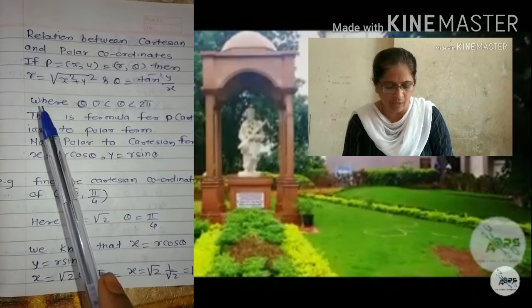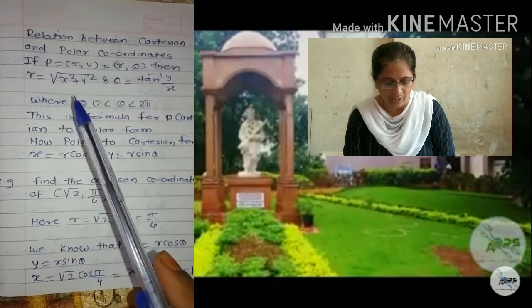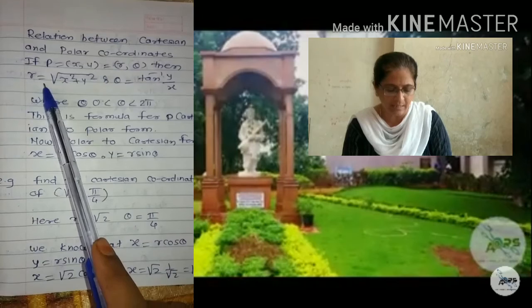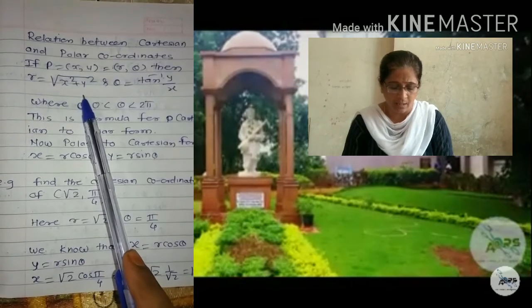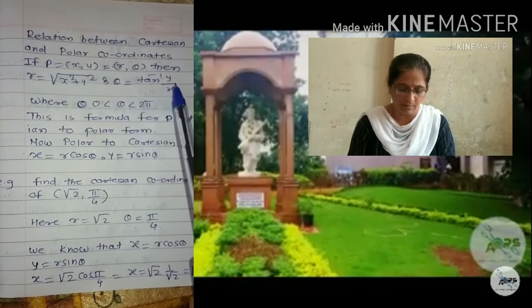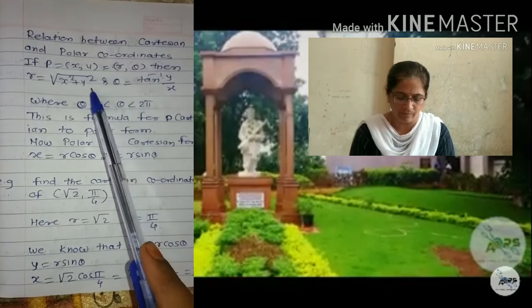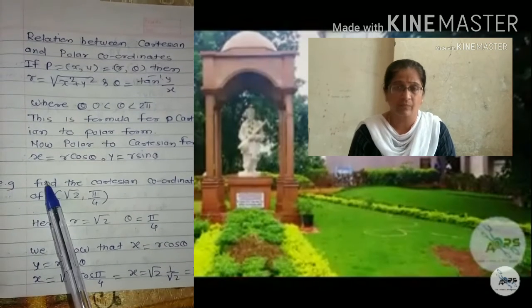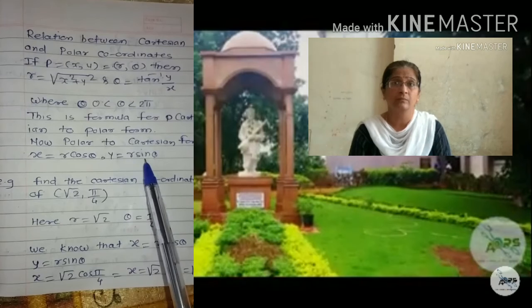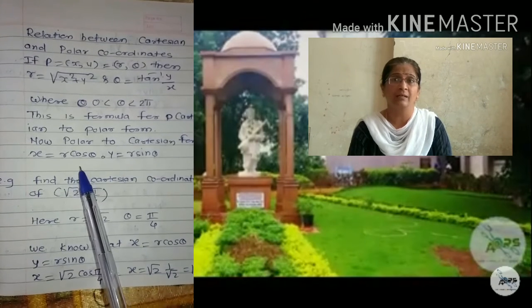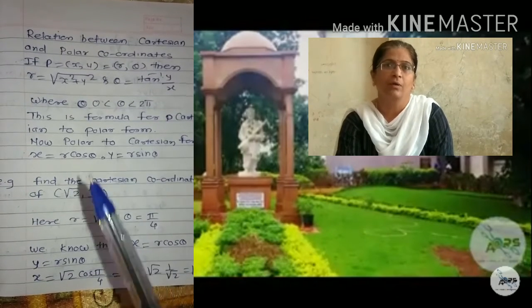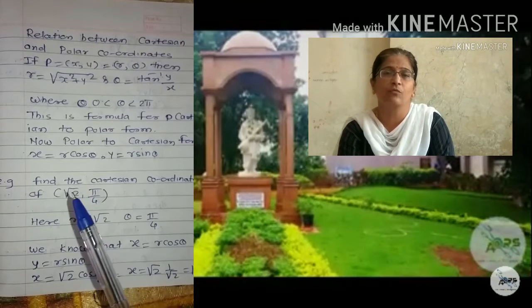First we have seen r is equal to under root x square plus y square, and theta is equal to tan inverse y upon x. This is Cartesian to polar, and x is equal to r cos theta, y is equal to r sin theta, which is polar to Cartesian form. Now we will see the examples.